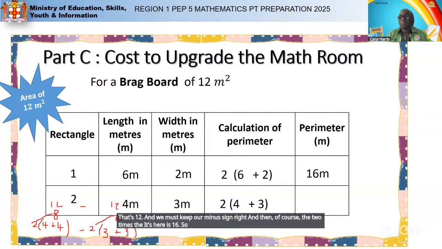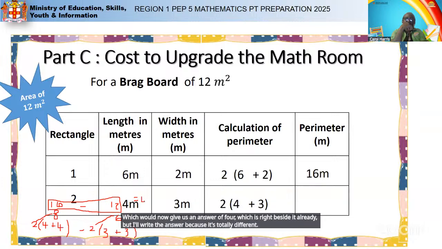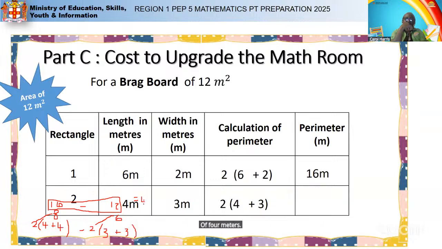And we keep our operation right through. So we have 16 minus 12, which would now give us an answer of 4, which is right beside it already, but I'll write the answer because it's totally different, of 4 meters. So go ahead, Miss Harris.